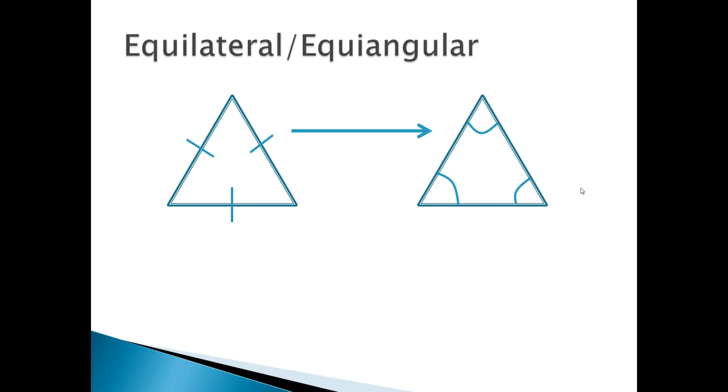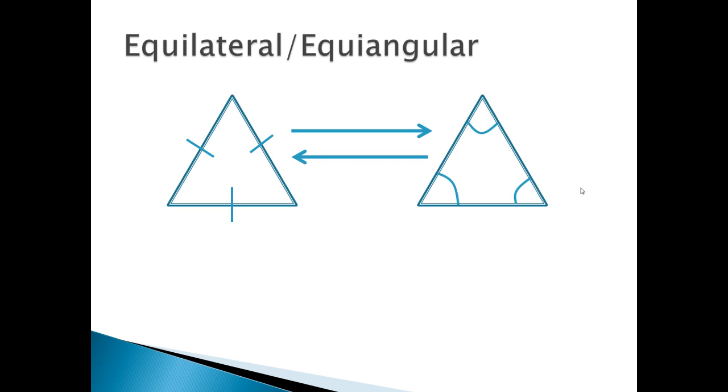And this works the other way around too. We can say if it's equiangular, then it's equilateral. So we just know that those are kind of interchangeable, joined at the hip, if you will, terms that you cannot separate from each other. If it's one, then it is the other one as well. Always, always, always. Equilateral, equiangular go together for triangles, at least.